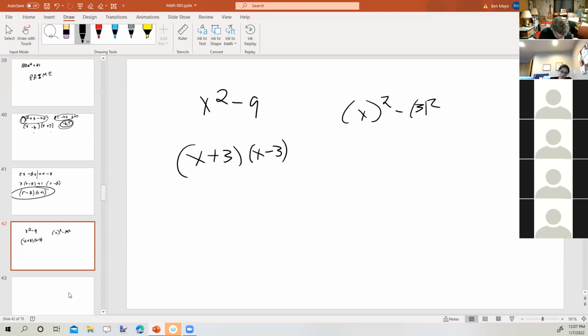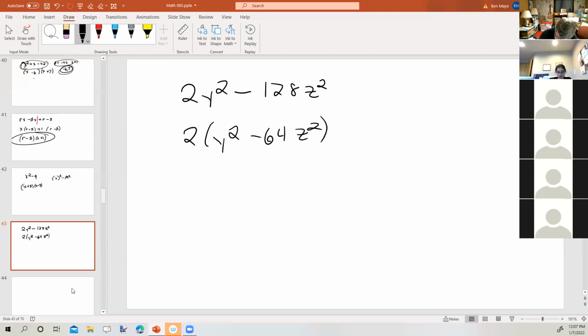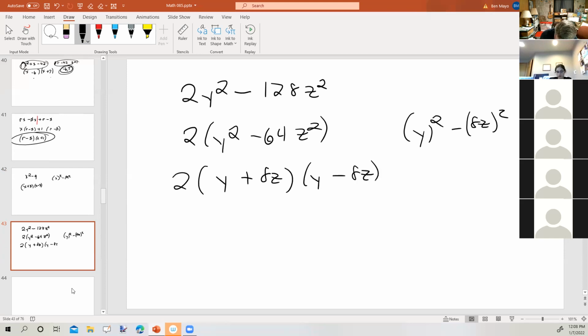How about this one? 2y squared minus 128z squared. Well, that's a difference. It's a binomial. Is it the difference of 2 squares? Not yet. Good answer. Not yet. We'll take out the greatest common factor. Now, we've got 2 times y plus 8z times y minus 8z. Excellent.